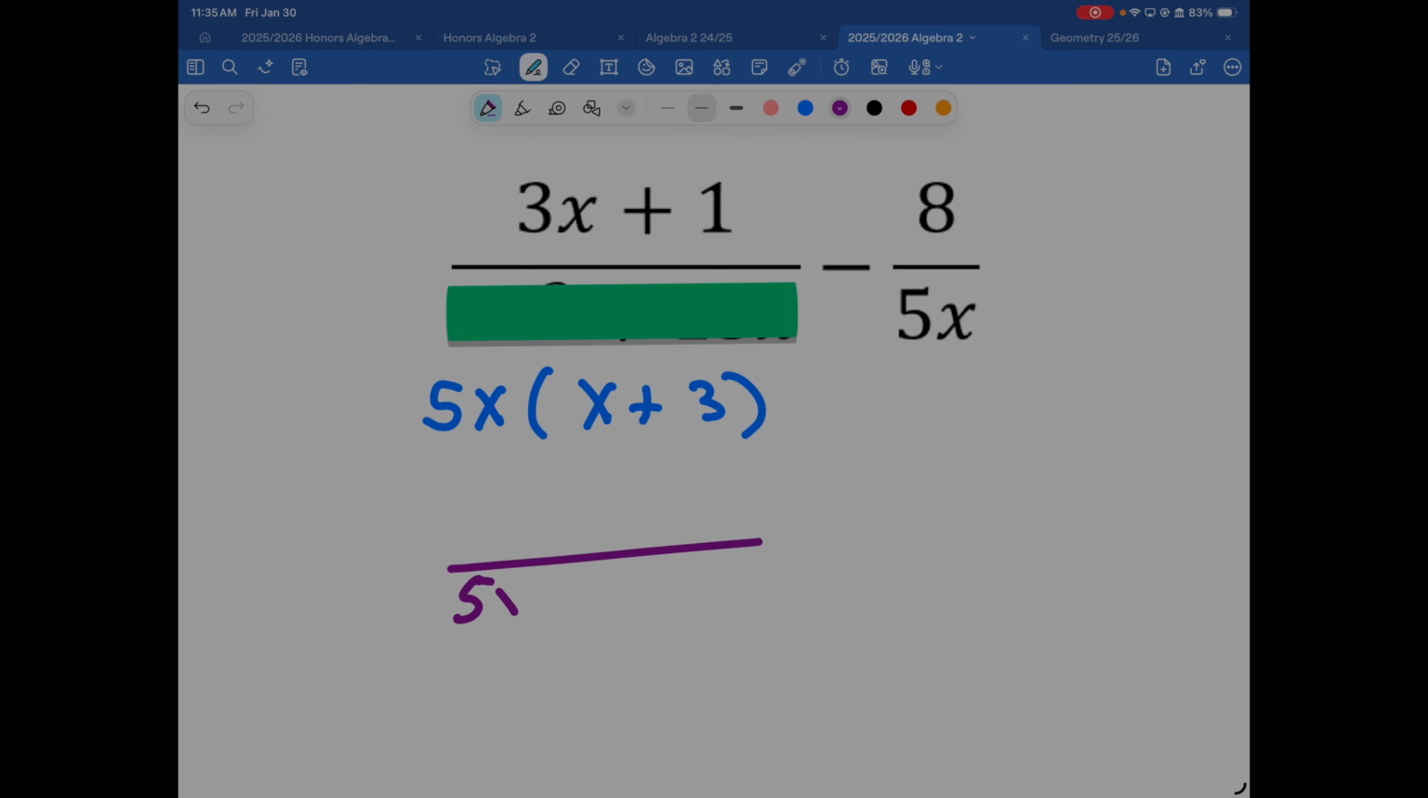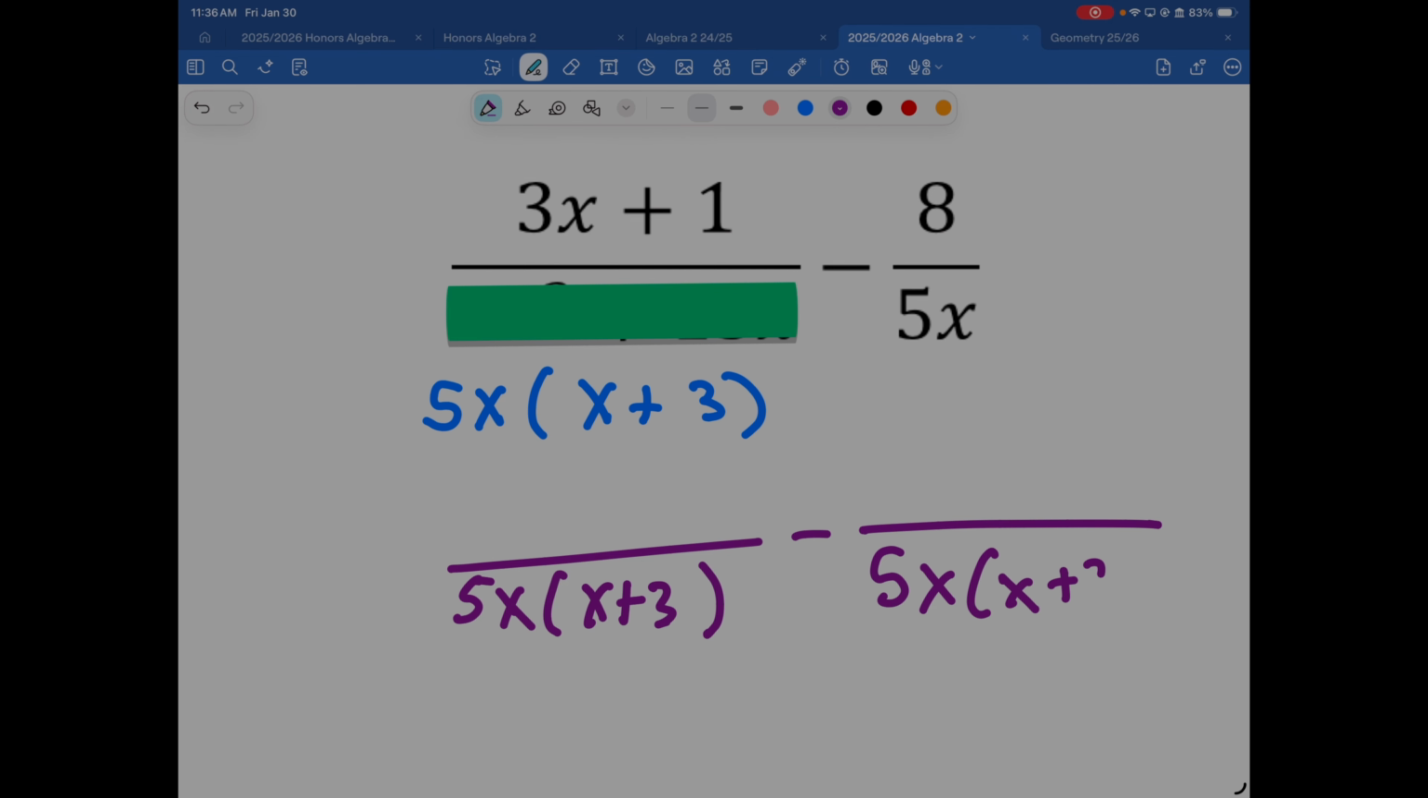Start on the left-hand side, it gives me 5x times x plus 3. If I go to the next one, I've got a 5x. I don't need to redo it again, I've already done it once. So 5x times x plus 3. I highlight everything I have. I got everything, so I don't need to do anything to the first one. So I can just put 3x plus 1.